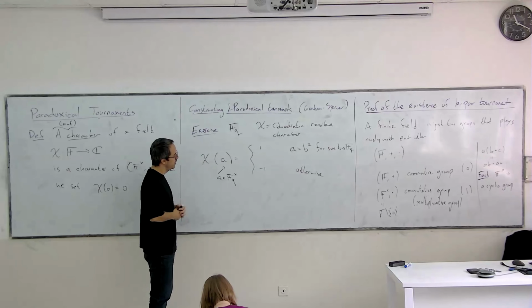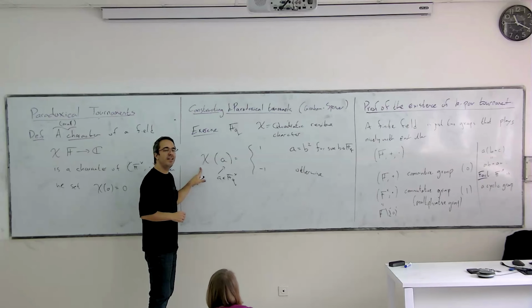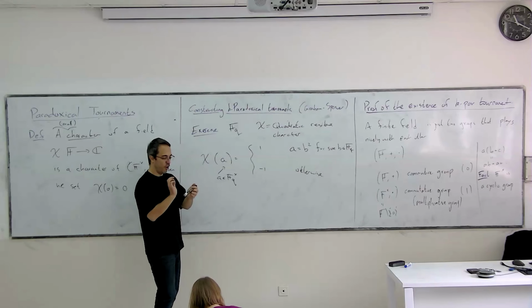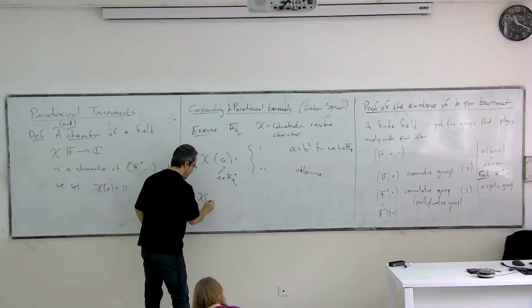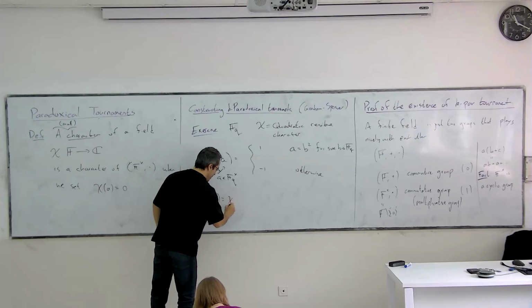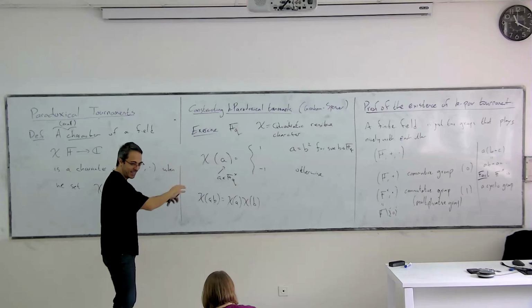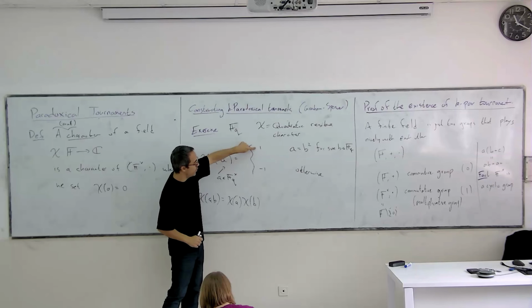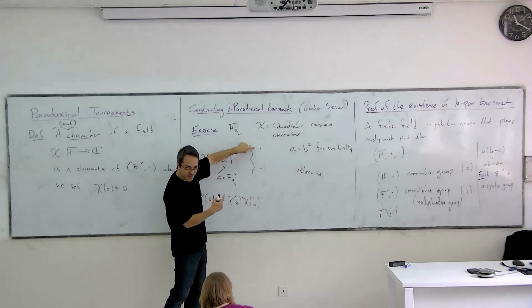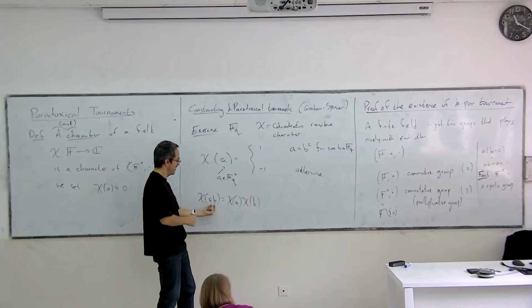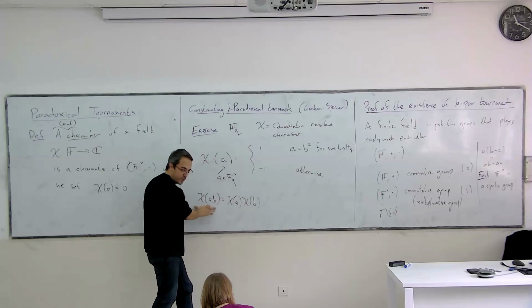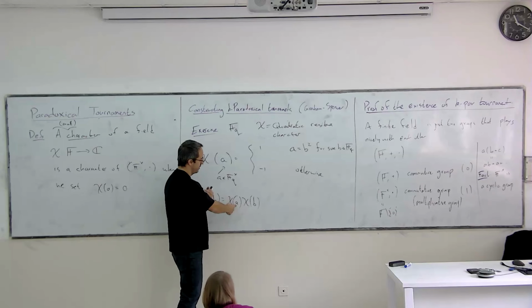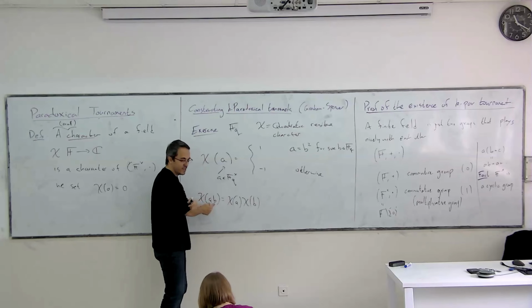But is it a character? It's not completely obvious. For a character to be a character, you need to make sure that chi of AB is chi of A times chi of B. I know how to show it, I will show it, but I don't see it immediately. It's kind of clear if A and B are both quadratic residues, then the product is too. This will be 1, this will be 1, this will be 1, because if A is C squared and B is D squared, then AB is C squared times D squared.